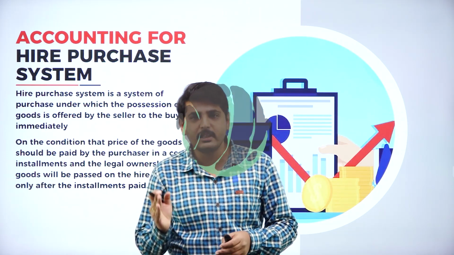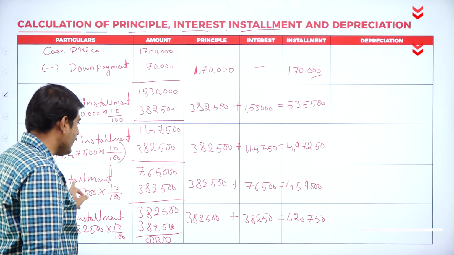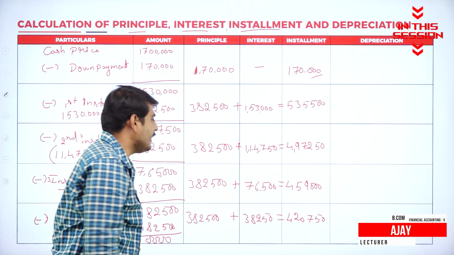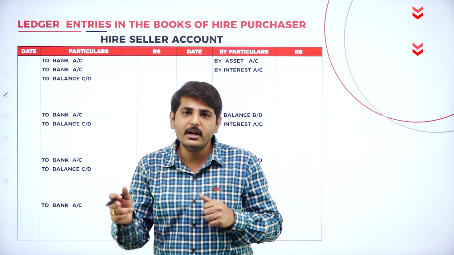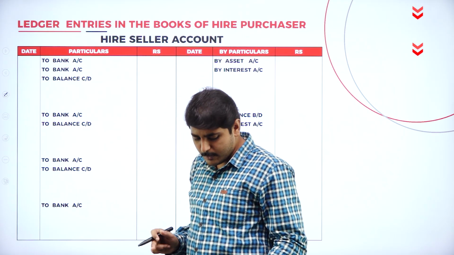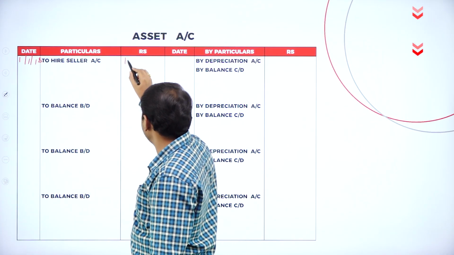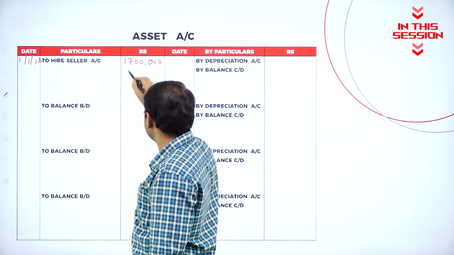Hire seller will sell the goods or hire purchaser will purchase the goods from hire seller. Calculate the interest at 10%. So you'll get 76,500. Add to the principal amount. Asset account debit to hire seller account. So in this problem, what is the asset? What is the total value of the asset? 17 lakh is the total value of the asset.